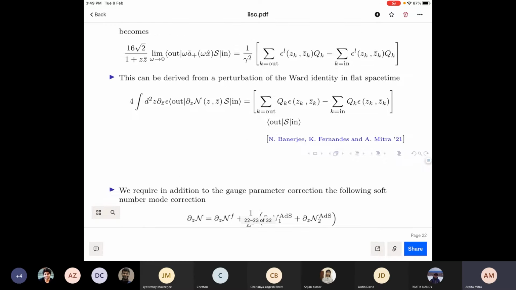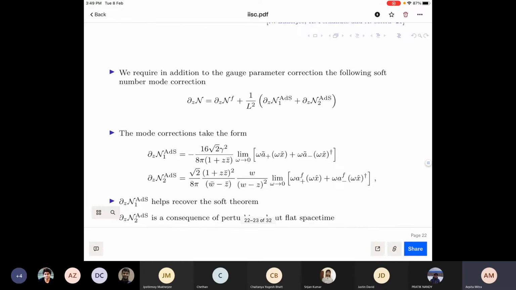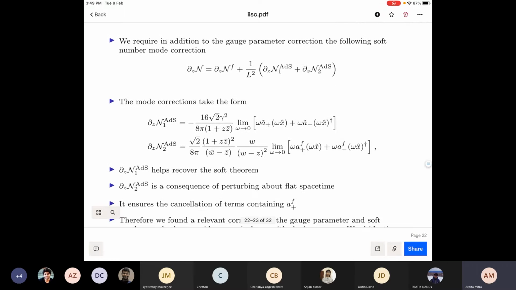So to do that, we have to introduce two kinds of modes, N1 AdS and N2 AdS. N1 AdS is completely in terms of A plus tilde, which is the 1 by L square corrections to the flat space soft photon mode, or the soft photon creation operator. On the other hand, N2 AdS is there just to cancel out the mixed term.